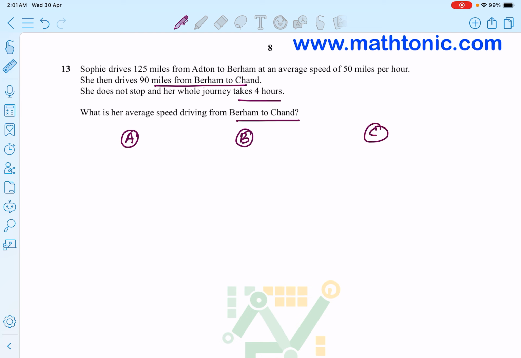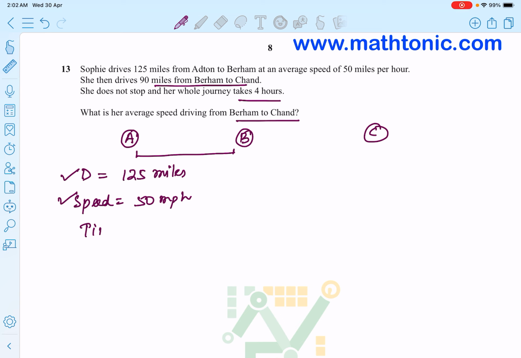Got it? As per the question, the distance from A to B is given, that is 125 miles. The speed is given, 50 miles per hour, 50 mph. Distance is given, speed is given. I think we can find the time easily. What is the time? We know that time equals distance over speed, that is 125 over 50.